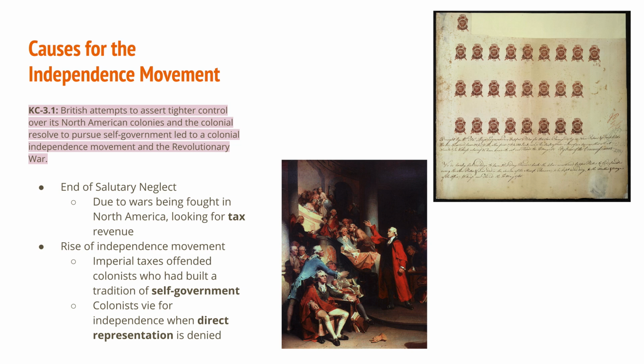The rise of the independence movement is going to be due to the imperial taxes that Britain lays on the colonies, who have, for this time period, already built a tradition of self-government. So they are angry that they are having taxes placed on them that they had no say in passing. The colonists are vying for independence when the direct representation that they were asking for in Parliament is denied. On the right side here, you see a picture of Patrick Henry making his "Give me liberty or give me death" speech in the Virginia House of Burgesses.